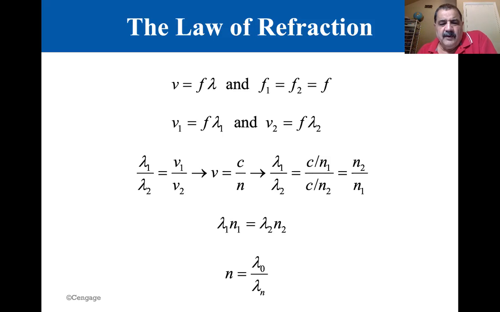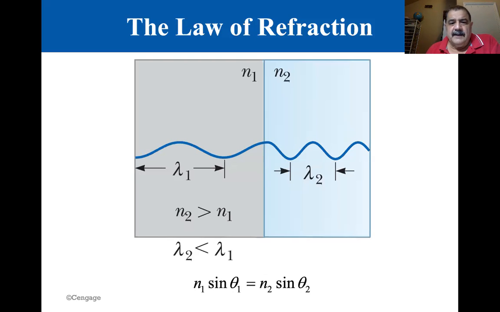If you take it in vacuum, n is just equal to 1. So for the index of refraction, n is equal to the wavelength in vacuum divided by the wavelength in the medium. Okay, and here it's just a representation. You can see lambda 1 from trough to trough is this length, but in n2, it's shorter. Lambda 2, when the index is greater than n1, is less than lambda 1.